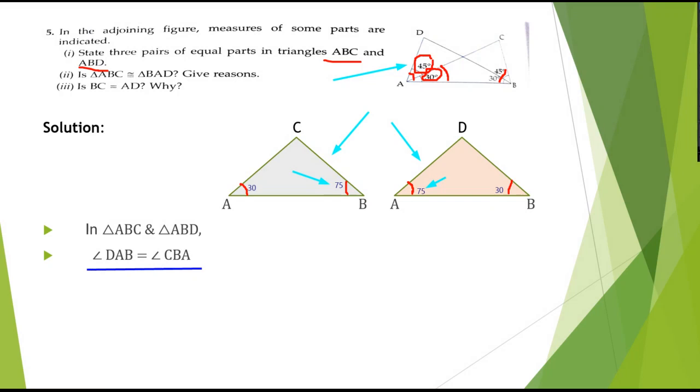Same way, now angle DBA, that is this angle, that is 30, is equal to angle CAB, that is again 30 degrees. So let us write this. Actually, you have to make this correction. This is CAB. So you can make this correction here. This is CAB.